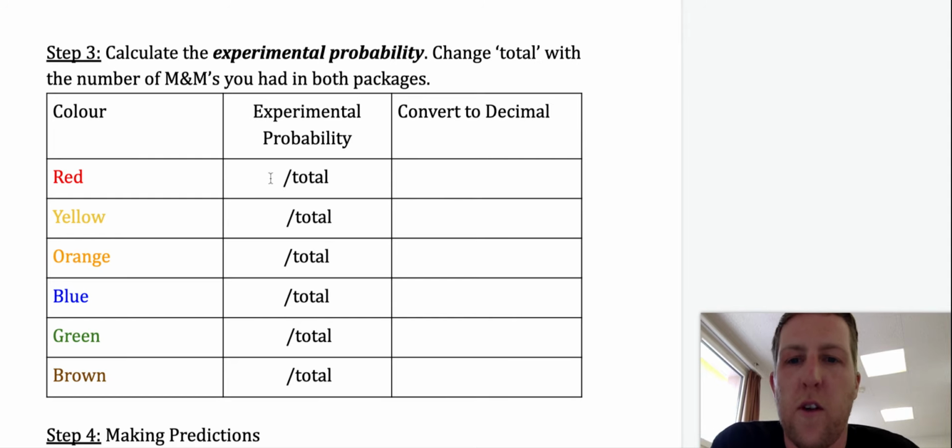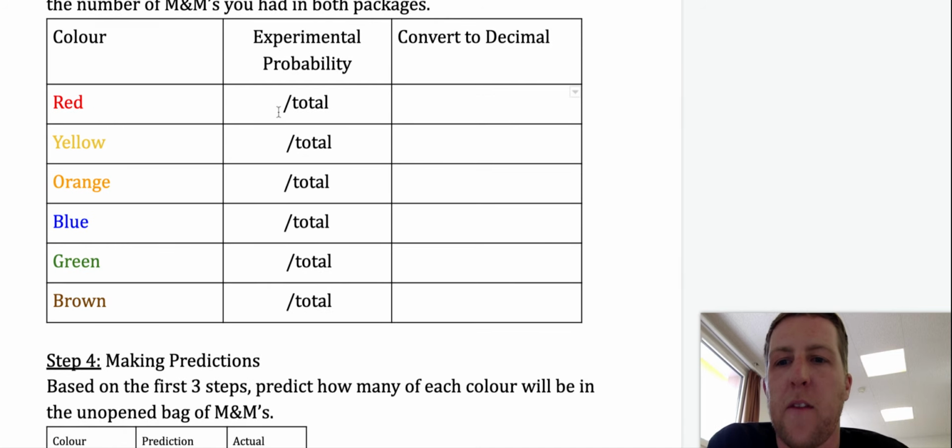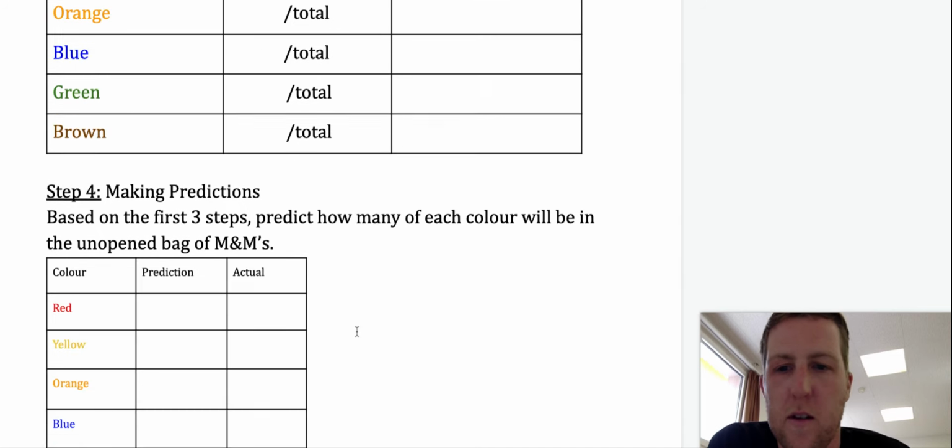Okay, so you would do 30 over 120, and then you would convert that to a decimal. You should know how to do that. And then do that for yellow, orange, blue, green, and brown.